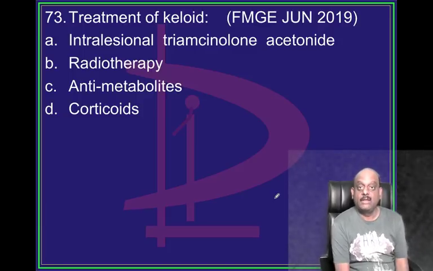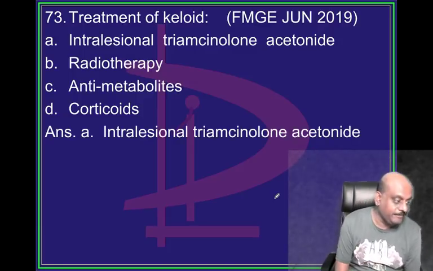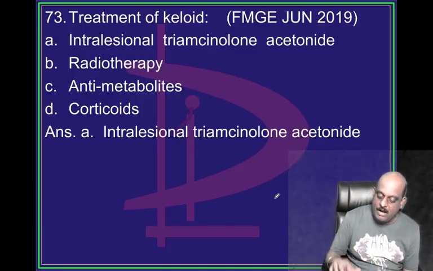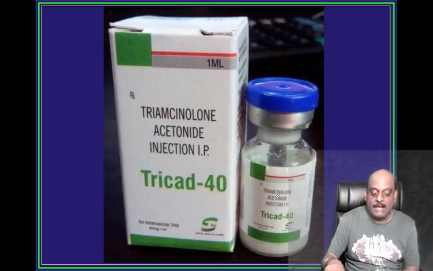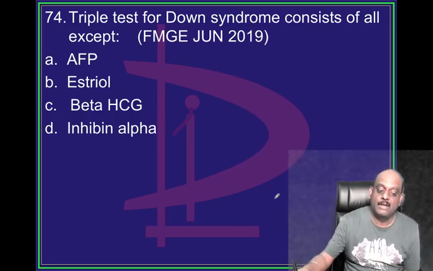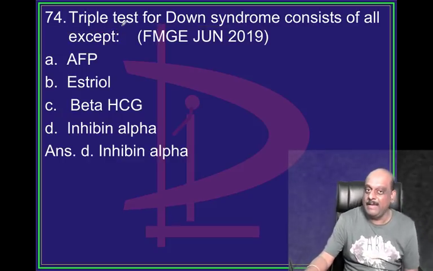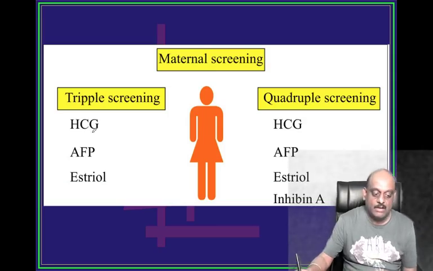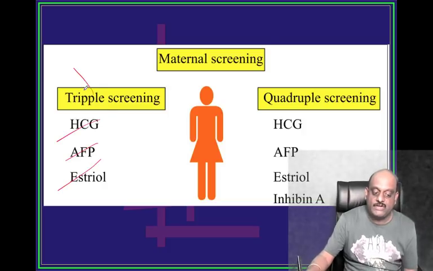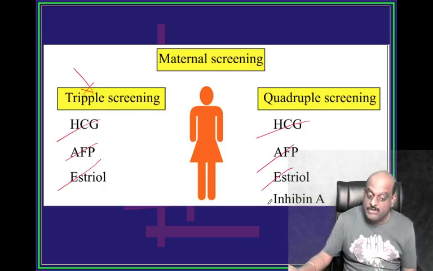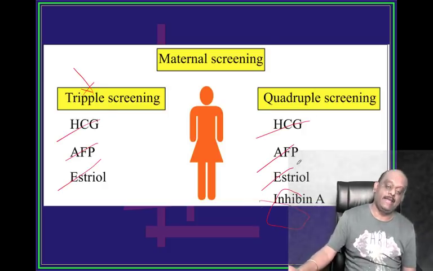Next, doctor, how do you treat keloid? Intralesionally, we push triamcinolone acetonide. Down syndrome ke triple test mein inhibin nahi rehta. HCG, AFP, estriol is triple. HCG, AFP, estriol with inhibin A is quadruple.